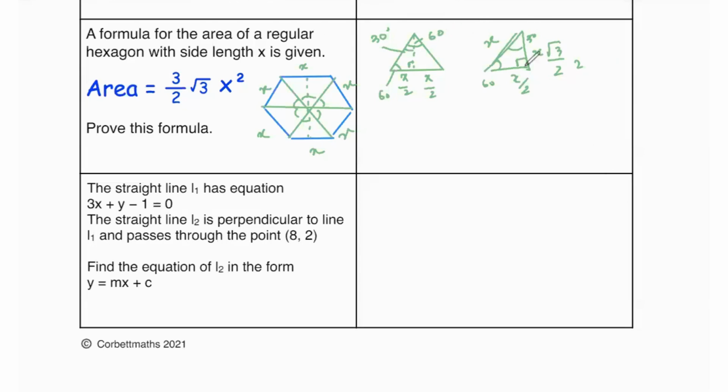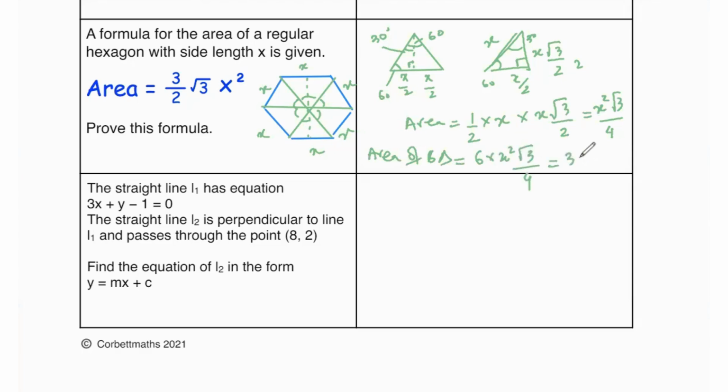If you find the area of one triangle, area would be 1 over 2 times base, which is x, and height, which we've determined to be x times root 3 over 2. So that equals x squared root 3 over 4. Since we have to find the area of 6 identical triangles, to find the area of the entire hexagon, that's going to be 6 times x squared root 3 over 4. That's going to be 3 root 3 over 2 x squared, which is exactly what they wanted us to prove in the question.